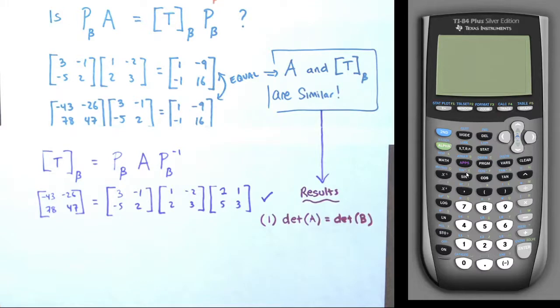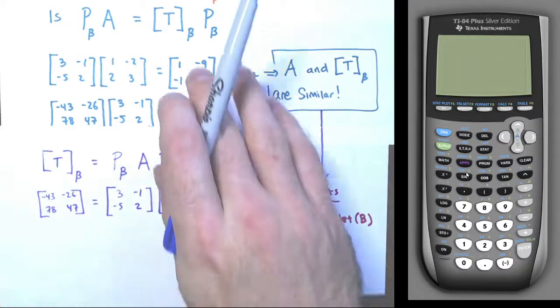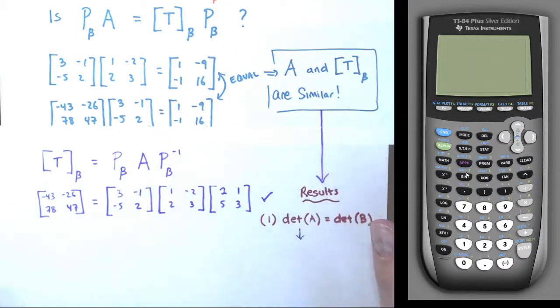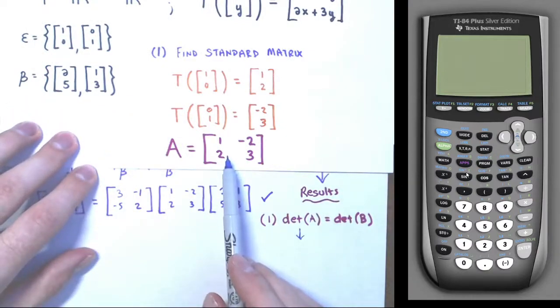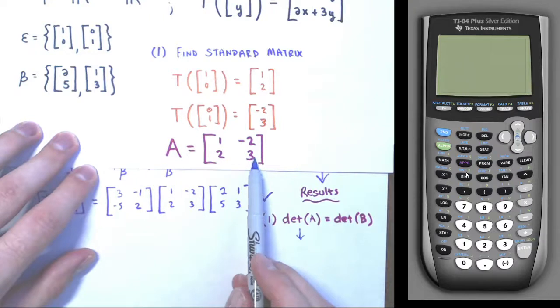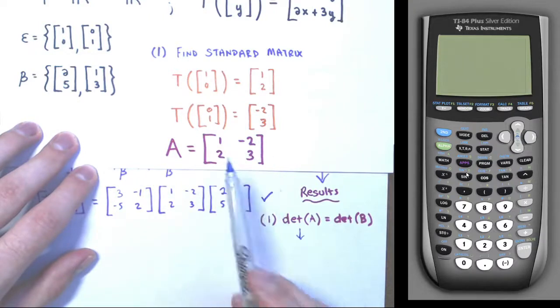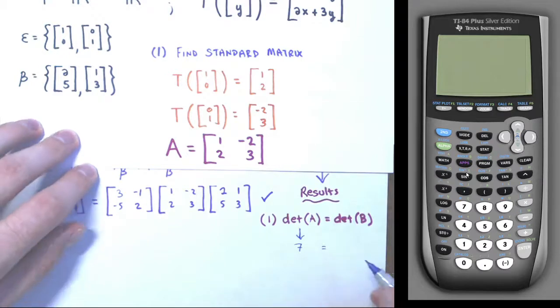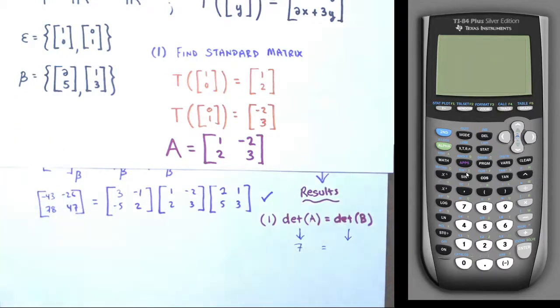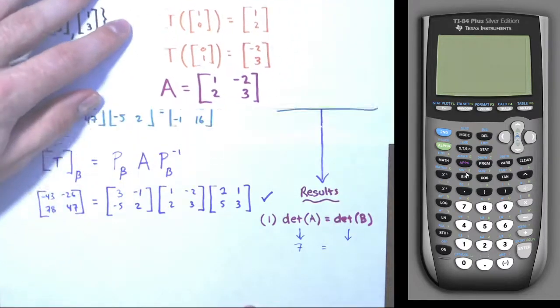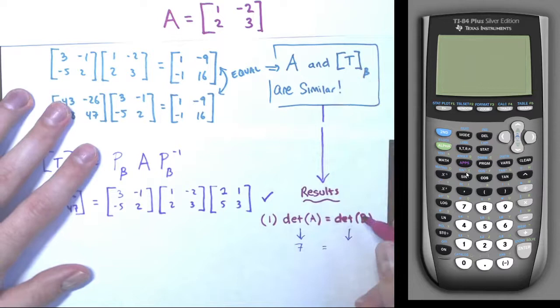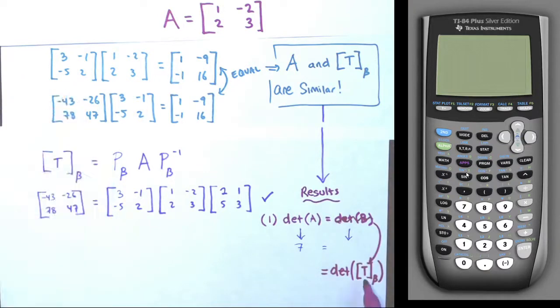What is the determinant of A? A is this matrix here, the standard matrix. It's a simple 2x2, so 3 minus negative 4, 3 plus 4, 7. The determinant of B. Oh, I put B, didn't I? Sorry, I meant to write the determinant of that matrix representation with respect to basis B. That's what I meant. This should also be 7.